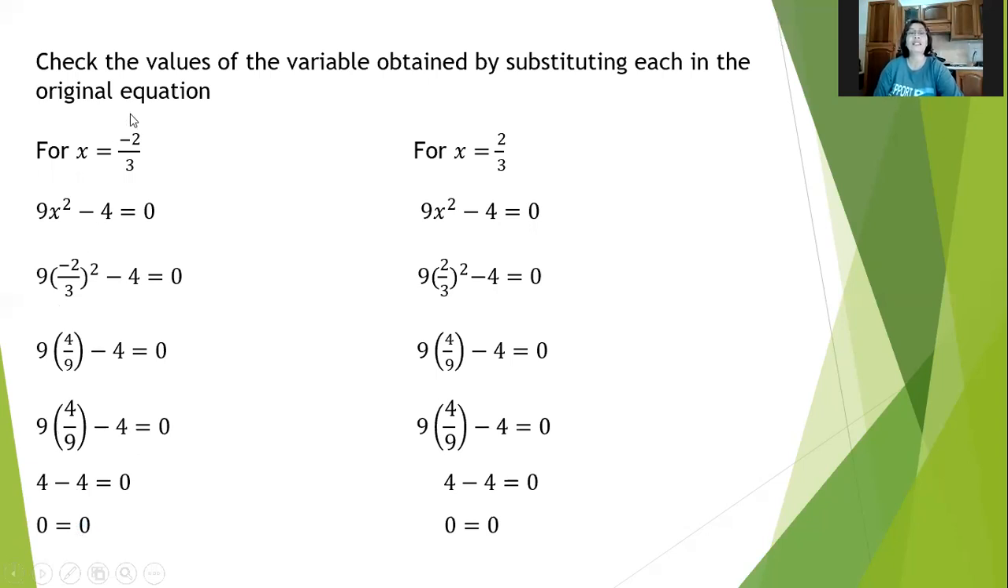Therefore, negative 2 over 3 is a solution in the given quadratic equation. For the other value of x, the x sub 2, which is 2 over 3, the only difference is the sign, which is negative. But since we have to square the value of x, 2 over 3, we come up with the same solution. Okay? Therefore, 0 is equal to 0. Is that clear, class?